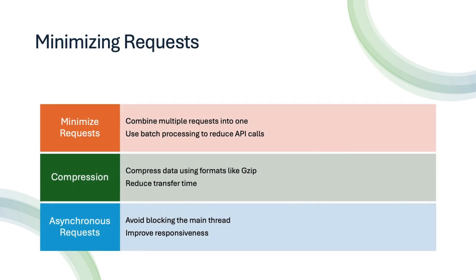To optimize API performance, minimize requests by combining them or using batch processing. Compress data with formats like gzip to reduce transfer time. Use asynchronous requests to avoid blocking the main thread and improve responsiveness.